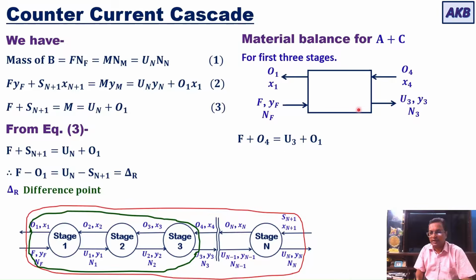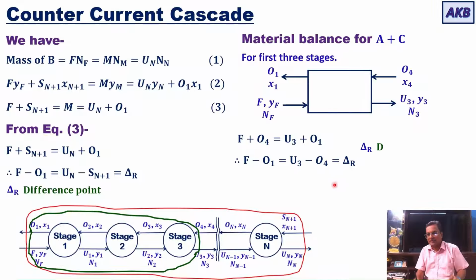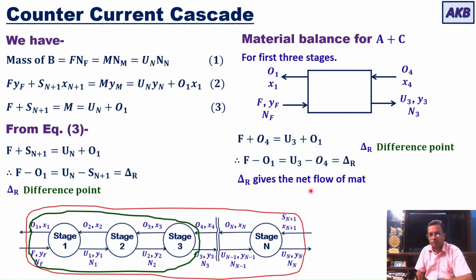So steady state material balance for this block is F plus O4 is equal to U3 plus O1. Input is equal to output. And if you rearrange it, you can write it in this way. F minus O1 is equal to U3 minus O4. And F minus O1 over here it is delta R. That means this is also equal to delta R, and delta R is, as I said earlier, a difference point. And what is the significance of this difference point?